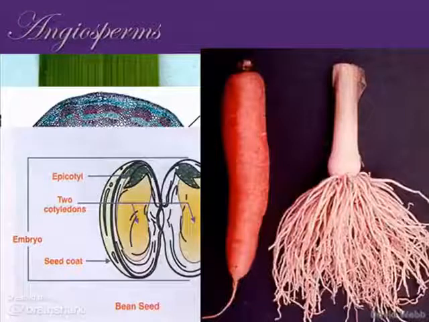Lastly, we can look at the roots. Fibrous roots are in a monocot, like I see on the left. An onion is a monocot. Taproots are found in dicots. A carrot and a beet are good examples of a dicot. So I can look at any one of those 5 characteristics to determine if something is a monocot or a dicot. And remember, those traits just help them survive in that environment.